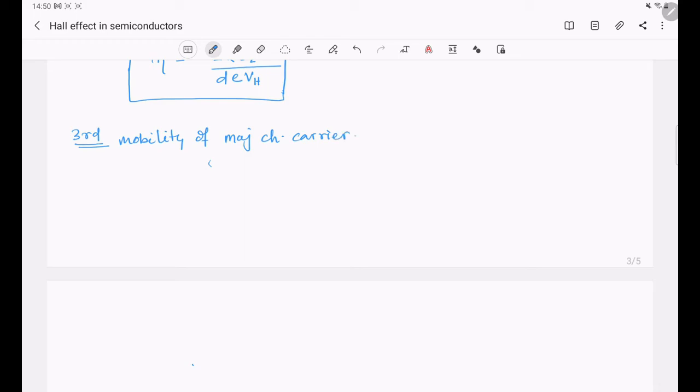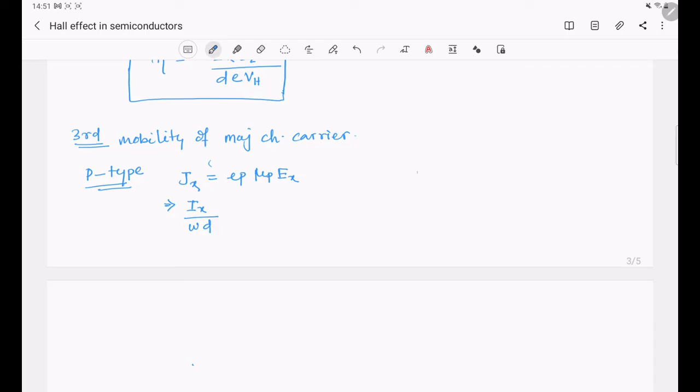Now considering the same thing, first I am taking a p type semiconductor. For a p type semiconductor, we have seen that the current density is equal to e into p into mu p into Ex. This expression we have just seen. So, for this current density I can write it as Ix divided by W into d.